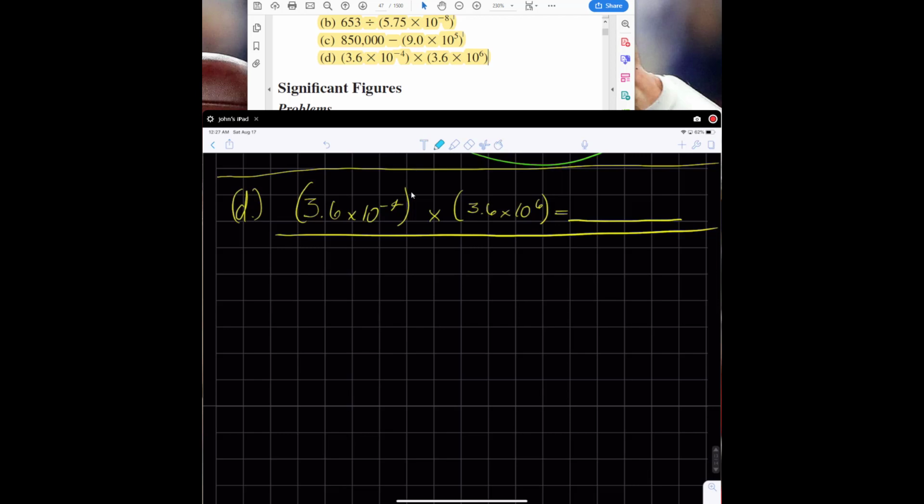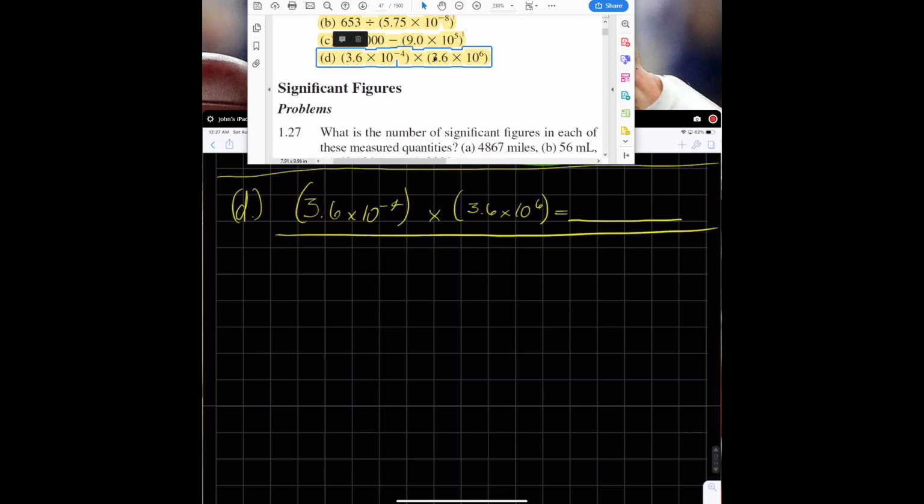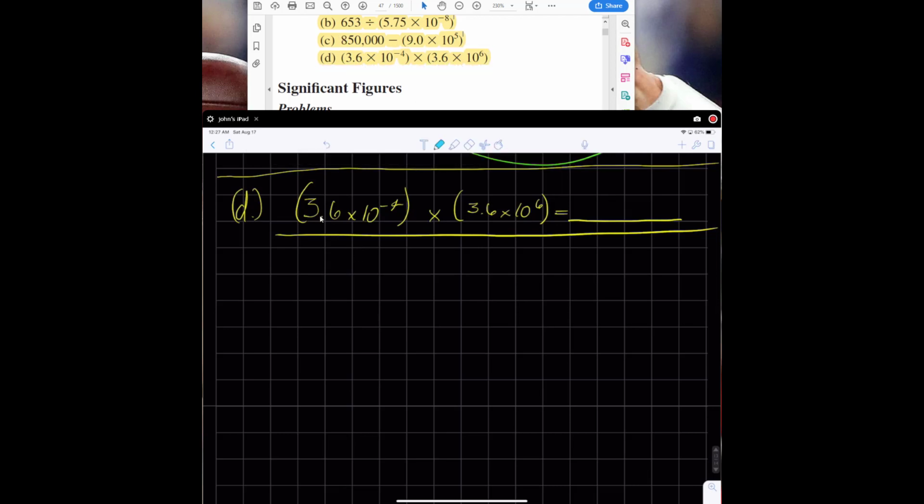Alright, part D. This one's not going to be as long as the previous ones. This one is conveniently set up in a way where both left and right parts are already in scientific notation. So we note first that this is a multiplication problem. We're going to be multiplying these two numbers that are already in scientific notation. We note that it's 3.6 times 10 to the minus 4 and 3.6 times 10 to the 6 power. Okay, it just resembles this.